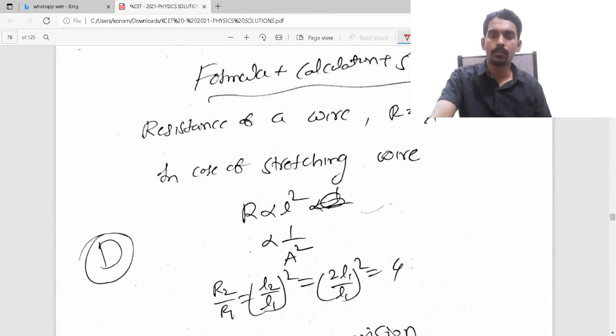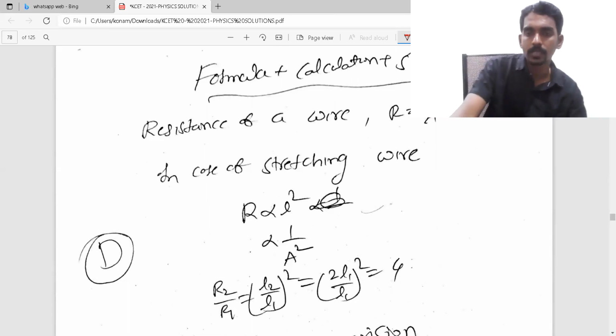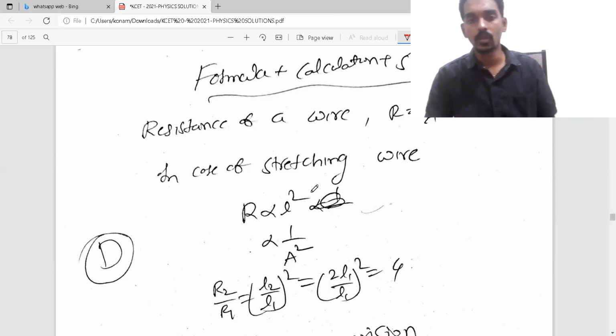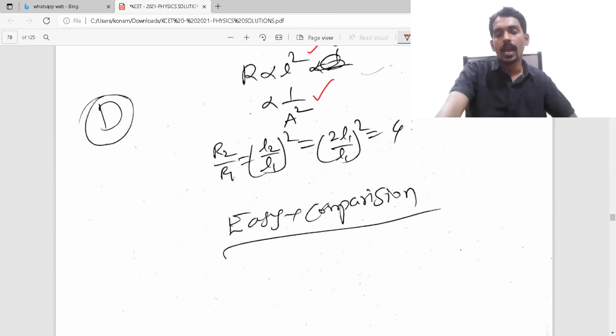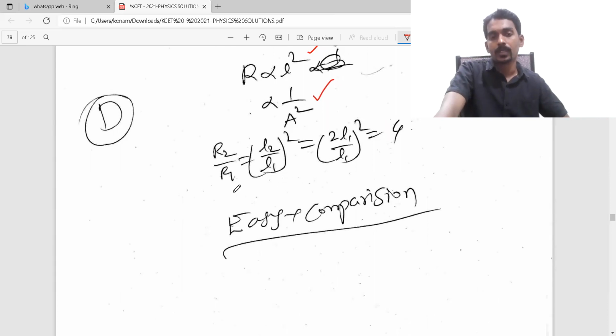R equals rho L by A. It looks like R is proportional to L, but as L into A is constant, R is proportional to L square, and inversely proportional to A square. As they have given the length ratio, you take the relation in terms of length, then you will get the ratio. So it is comparison based, but formula based.